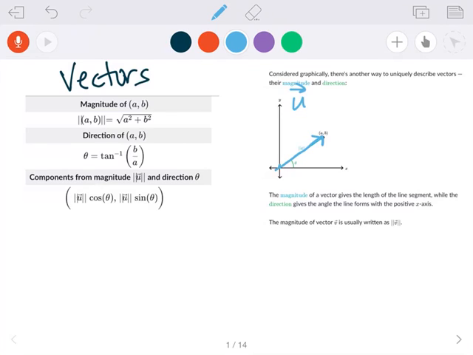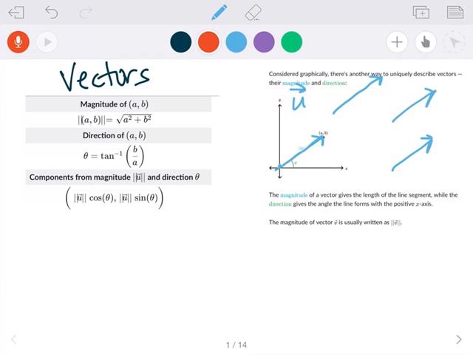So as long as I drew a line that was the same direction and exactly the same length, although mine isn't, it's a little too long, that would be a similar vector. U could be down here, it could be over here, it could really be anywhere as long as it's the same length and direction. Which brings me to how we talk about vectors.